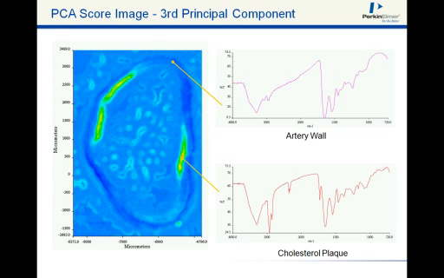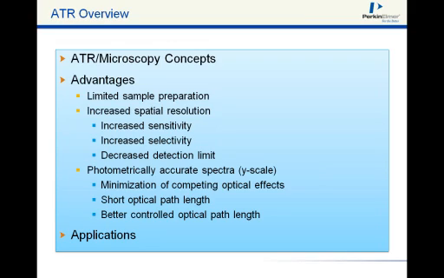If we do chemical imaging, though, you can see that there are 2 chemical species here. There is, of course, the artery wall, which is protein. And then there is cholesterol plaque that's built up on the side of the artery. Another adaptation to infrared microspectroscopy imaging is ATR.